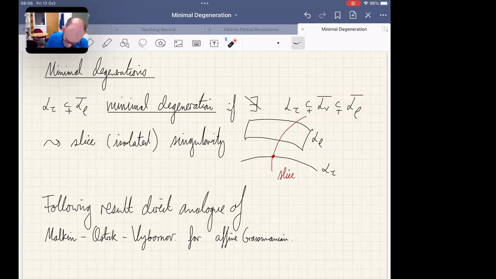And so whenever you have these minimal degenerations, you can take a slice to the smallest leaf and intersect it with the closure of the bigger leaf. And because it's a minimal degeneration, that will be singular, but it's an isolated singularity. It's only singular where it intersects that smaller leaf. Okay, and of course, this is exactly the same as has been done classically for nilpotent orbit closures. And the result that I'll talk about next that it most resembles is this result by Malkin, Ostrik, and Vybornov, where they classified these minimal degenerations for affine Grassmannians.